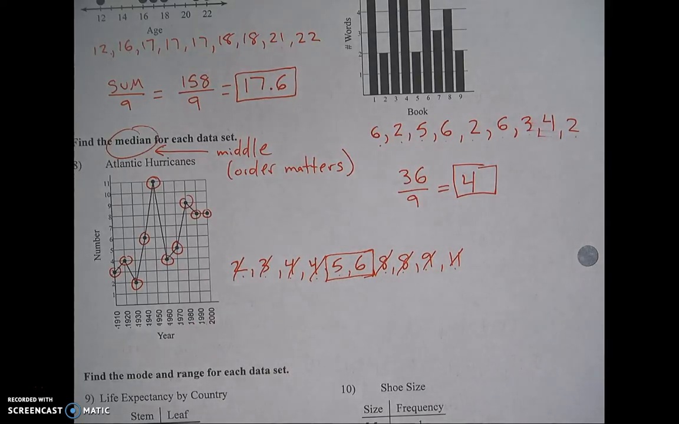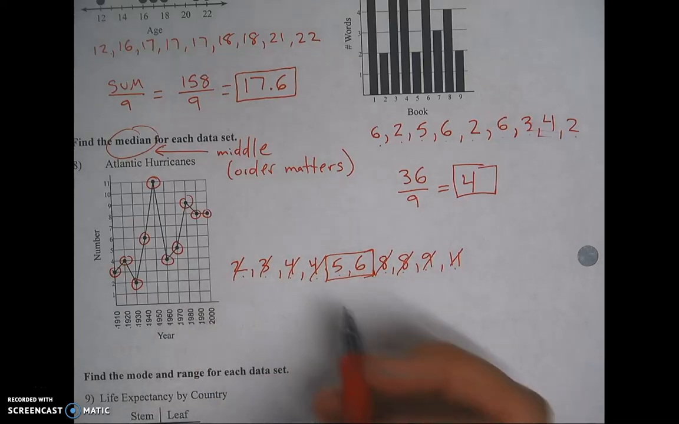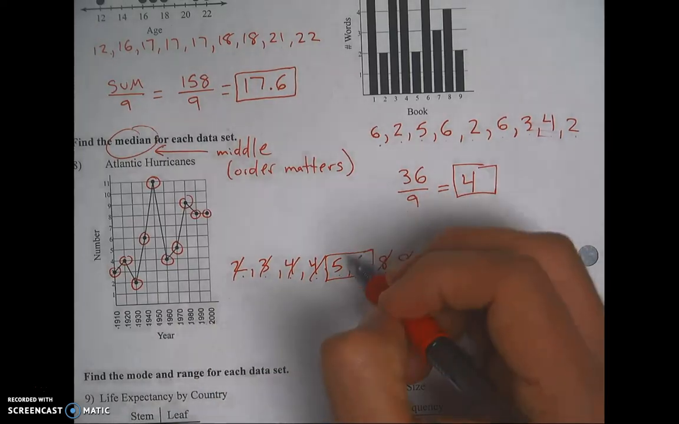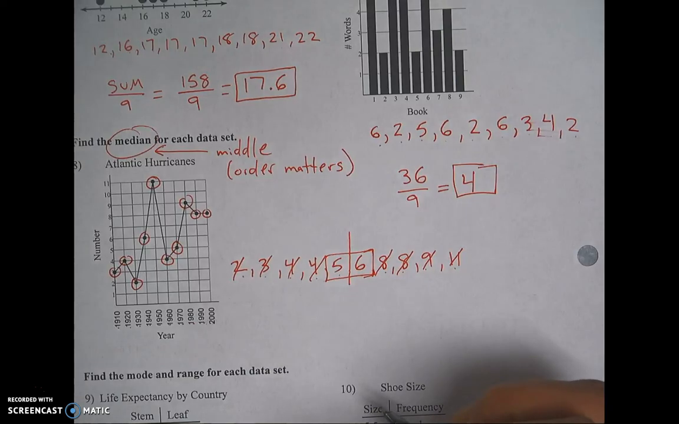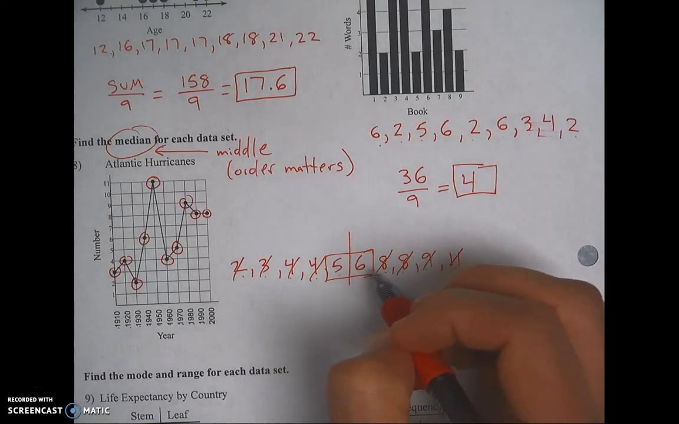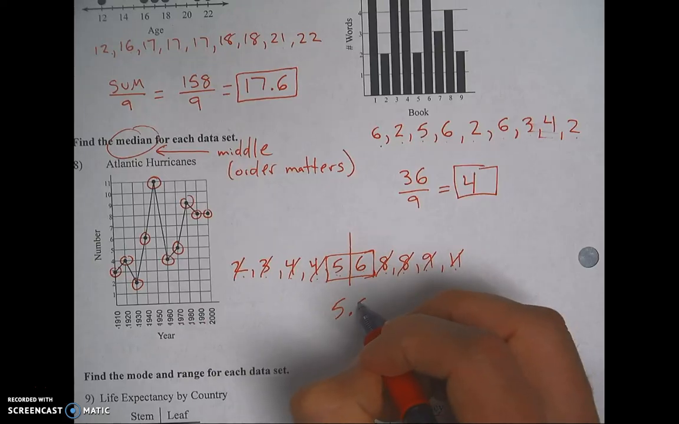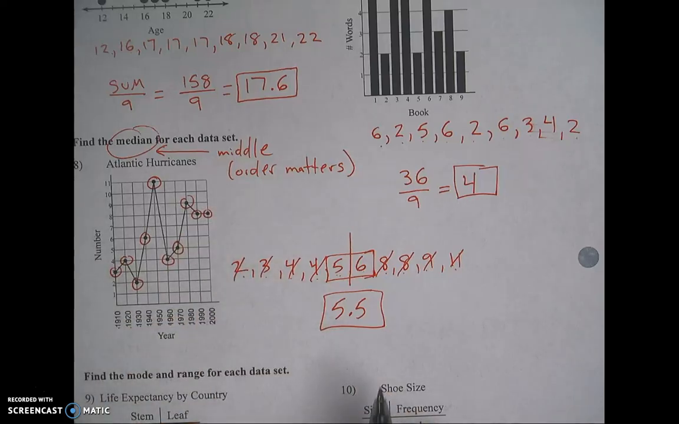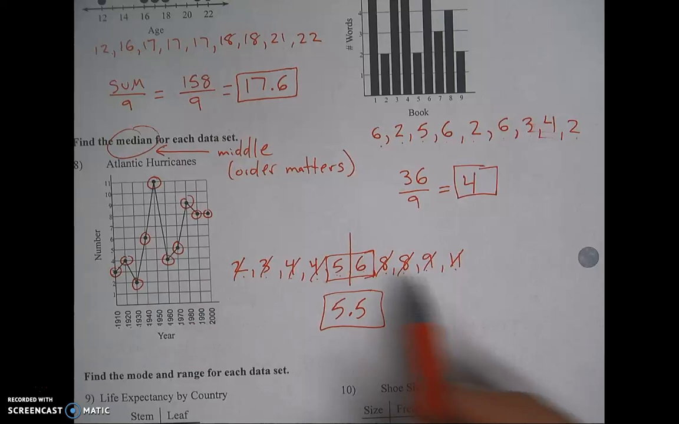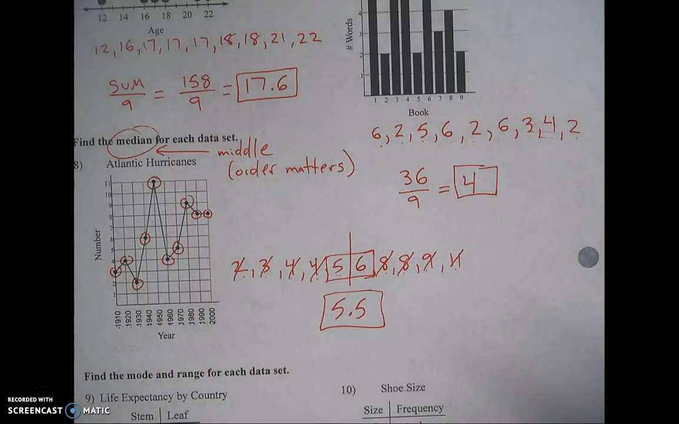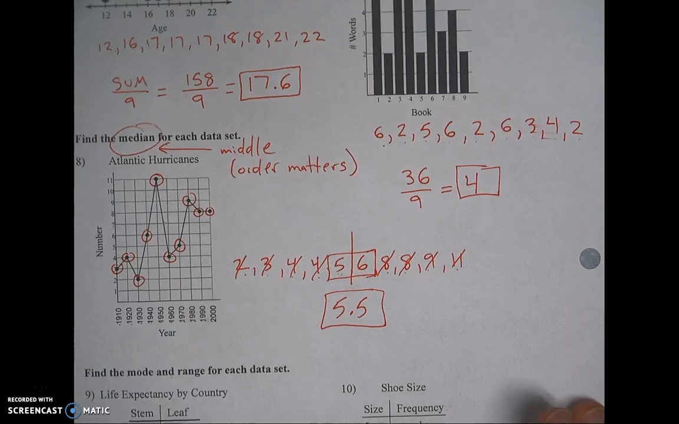Whereas if I had an odd number of values, I'd end up with just one number, and that would be my median. The median's got to be in the middle of these two. So what number is exactly between 5 and 6? That would be 5.5. So the median number of hurricanes is 5.5. Now, you're not going to have half a hurricane, but this is always talking about an average. So out of all your data, 5.5 falls right in the middle. That's all the median's telling you.